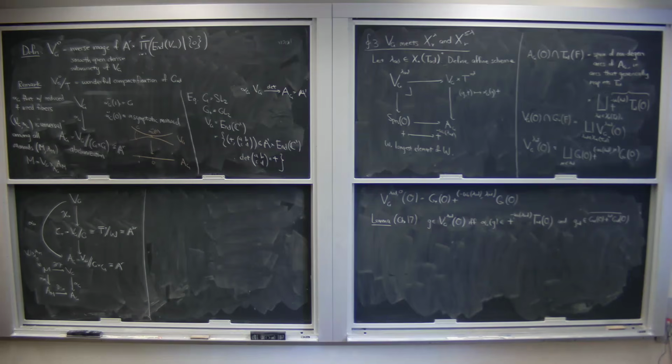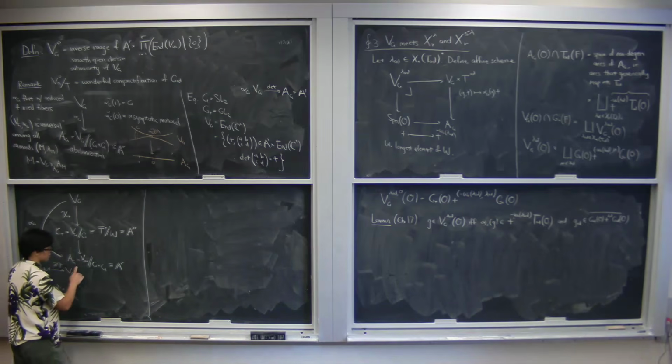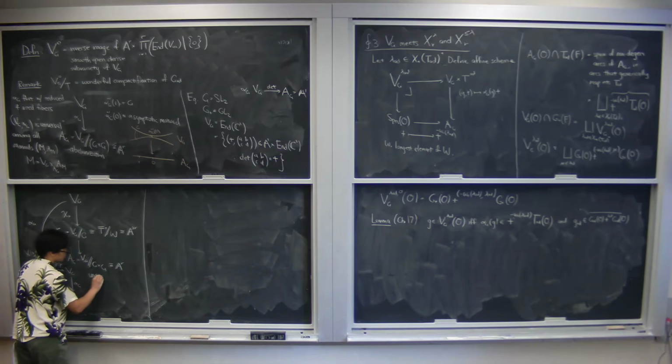This intersection takes place in AG of O. AG stabilization. I forgot to mention here that this is a monoid whose unit group is TAD.